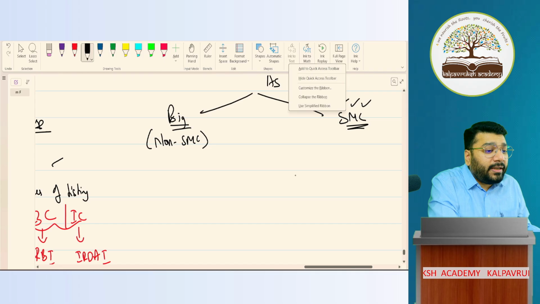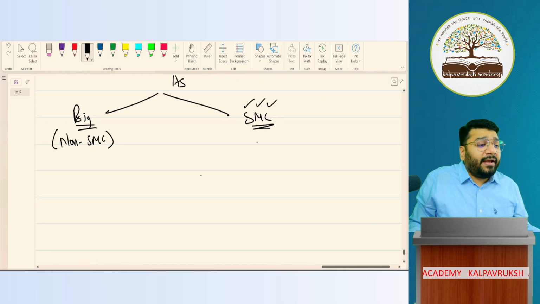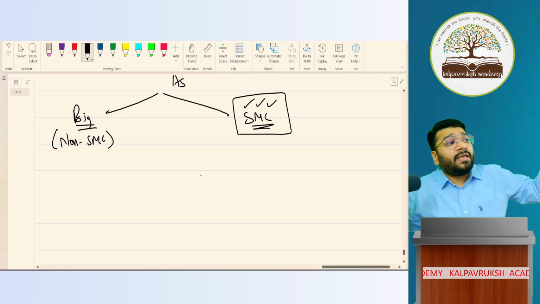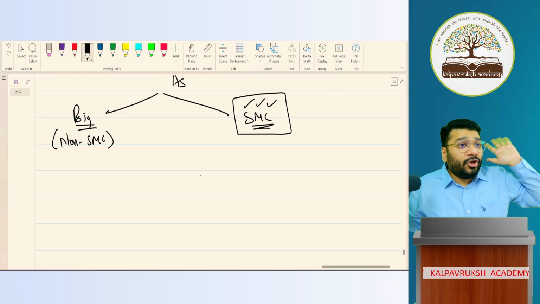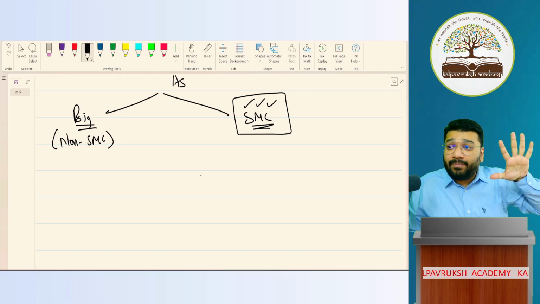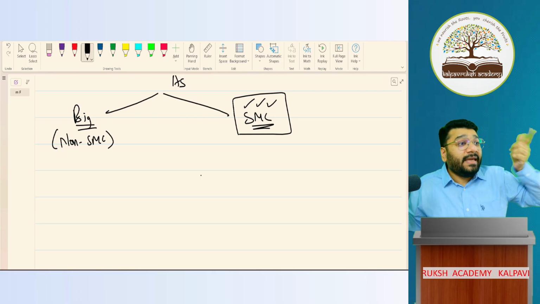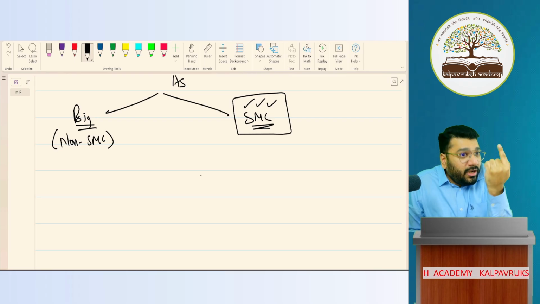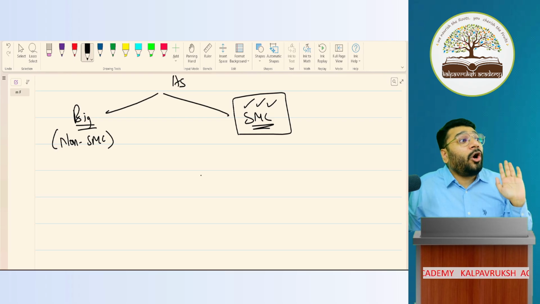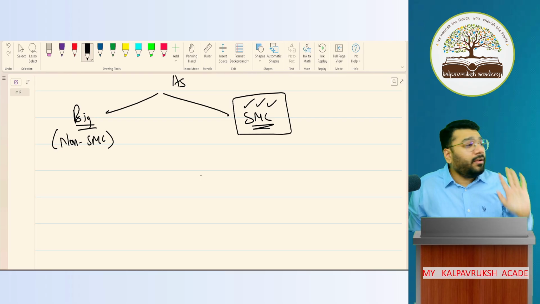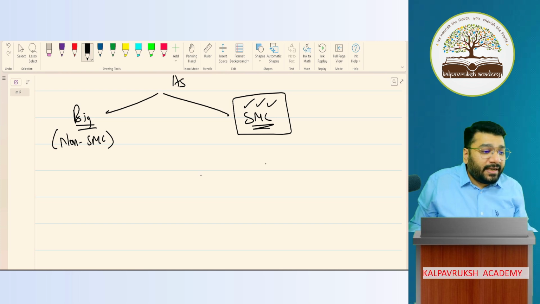Now, in your textbook, ICAI has defined what an SMC is, with 5 conditions. If all the 5 conditions are satisfied, you are an SMC. If any one is violated, you are a non-SMC, then you are a big company. Got it? Not got it? So can you tell me the first condition?